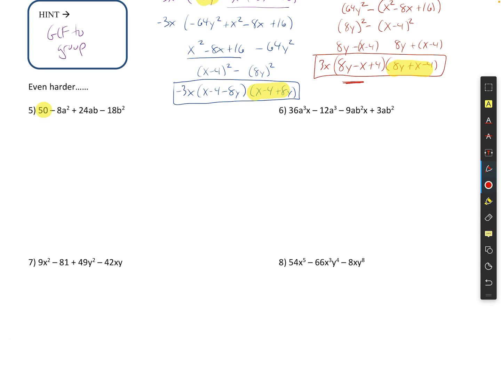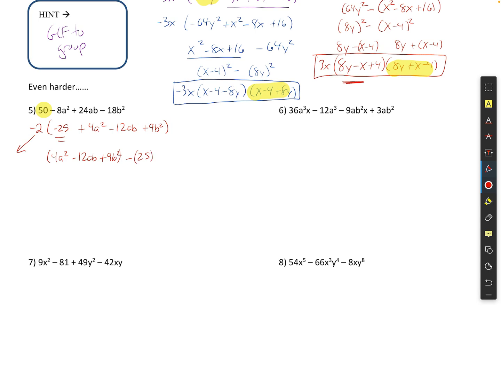So as I talked about in the previous work, I want to GCF to get those pieces in front. So instead of taking out a 2, I'm going to take out a negative 2. That gives me negative 25 plus 4a squared minus 12ab plus 9b squared. Put that off to the side. Now the negative 25, it's going in the back. 4a squared minus 12ab plus 9b squared minus 25. Got my two separate pieces.